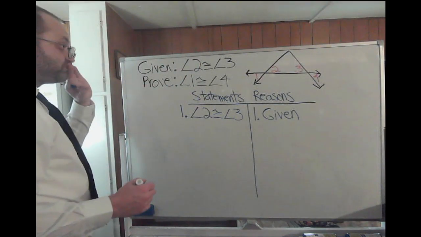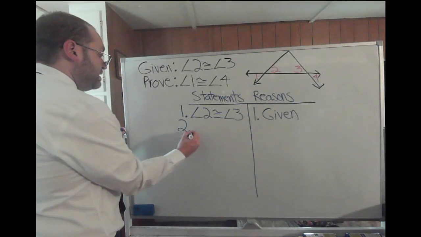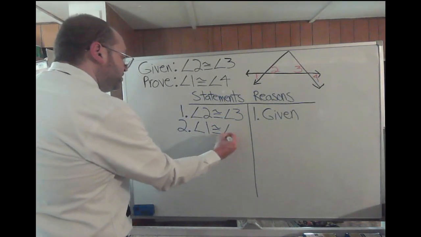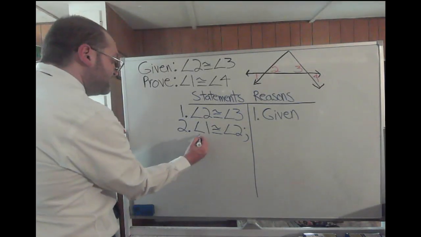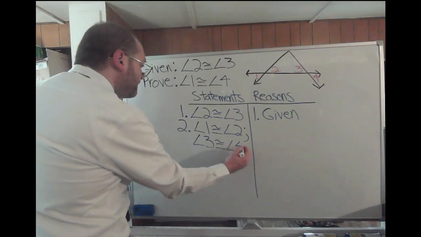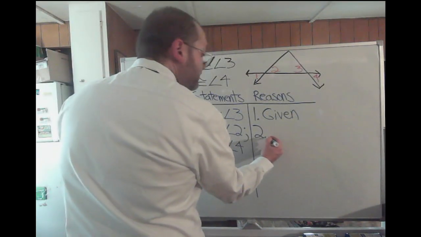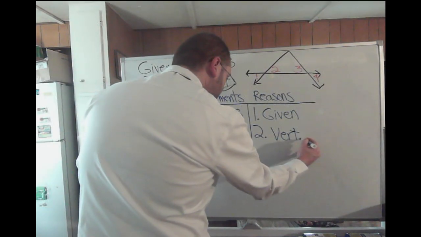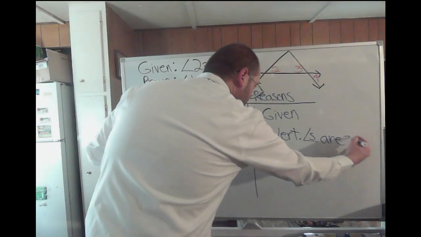Now, we can say that angle 1 is congruent to angle 2, and then we can also say that angle 3 is congruent to angle 4. Why can we say that? By that good old theorem we just proved that vertical angles are congruent.